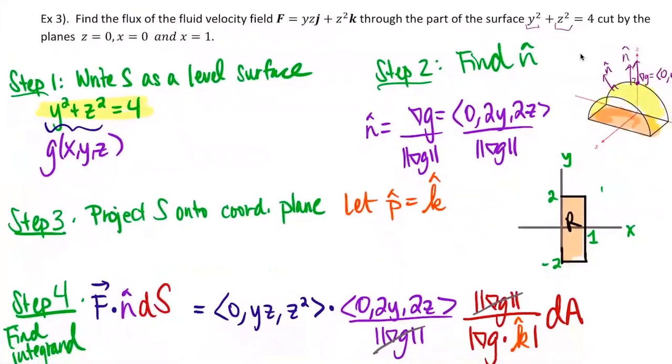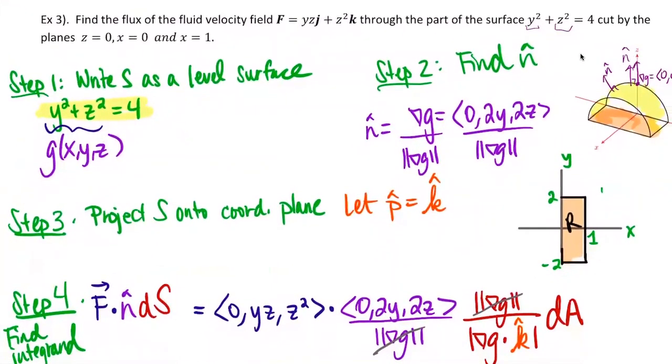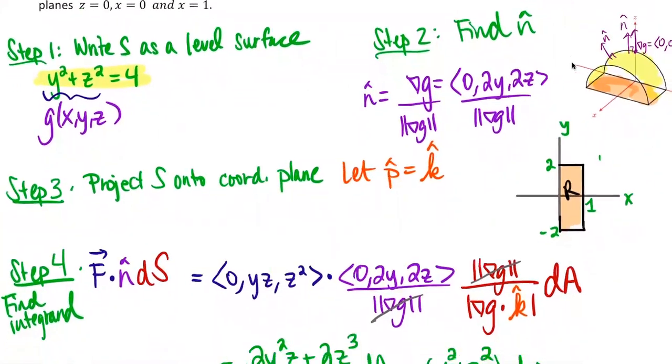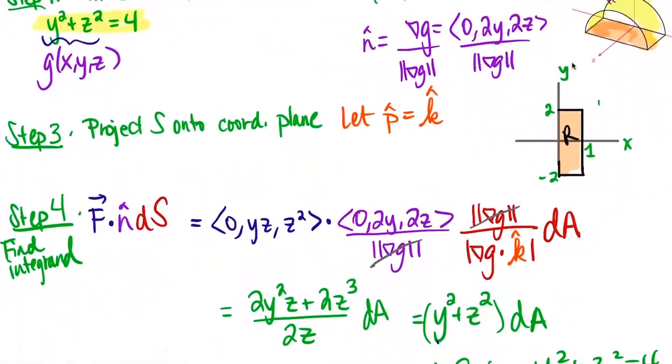Step 4 is I'm going to convert my integrand. So I have f dot n dS, and f was given to me up here. n I have found here, dS we found back when we first did surface integrals. And now I'm just noticing that these gradients are going to cancel, and I'll simplify from here. So this is going to give me y squared plus z squared dA.